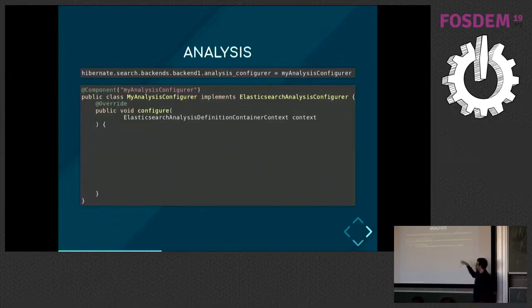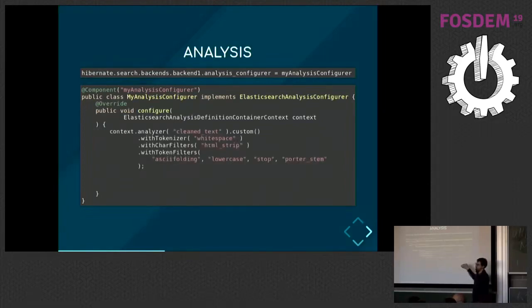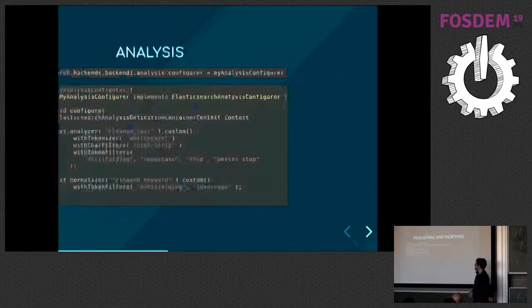Here I'm using Spring, so I annotate it with @Component, and I reference the component name. But you could do that using reflection without any framework, and just put the fully qualified class name. Now, this configurer is not very useful. It doesn't do anything. What you will do is just use a DSL to create the analyzer and tell us which tokenizer you want to use, which char filter, token filters, and so on. And we're all set. Once we've done this, Hibernate Search can work.